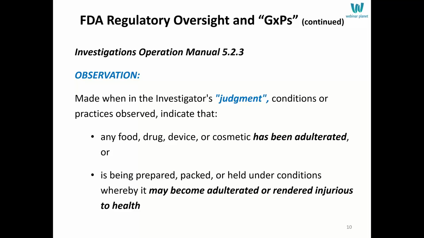With the Investigations Operations Manual for FDA inspectors, an observation is defined as when the investigator, in their judgment, observes conditions or practices that indicate that product has been adulterated or may become adulterated or rendered injurious to health. Now, the word judgment is very important here. It's subjective. They have to be able to observe specific conditions that they can point to and describe in order to make that judgment and explain why. If they don't see something, they can't cite you for it. They must have hard evidence that determines that you are at fault.